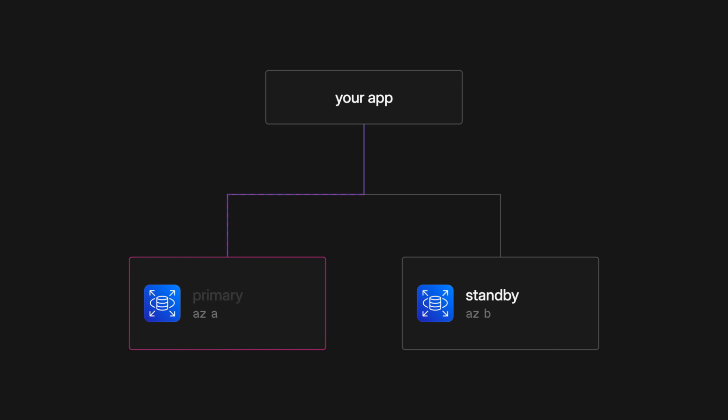When the primary dies, RDS promotes the standby and changes the DNS record for your hostname so it points to the new server.